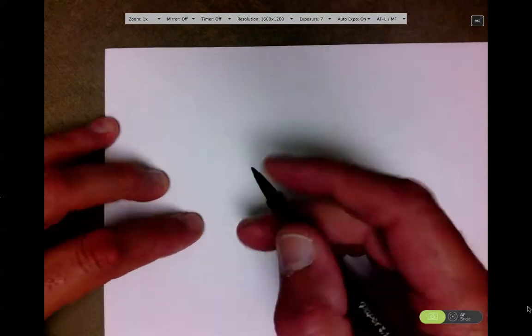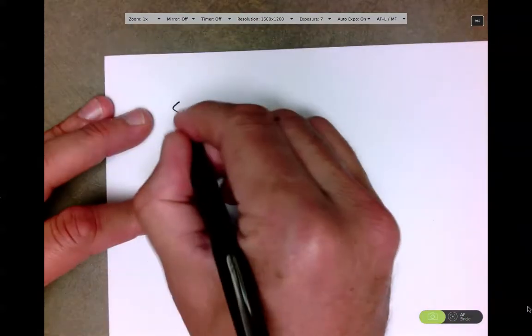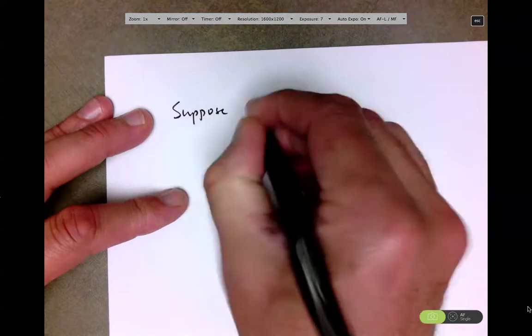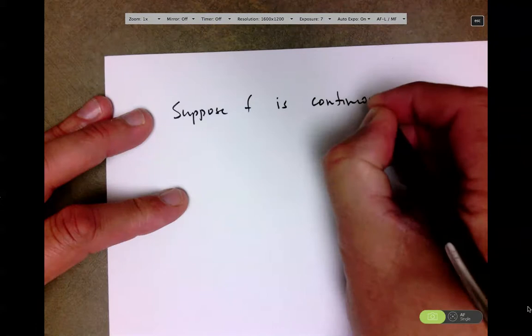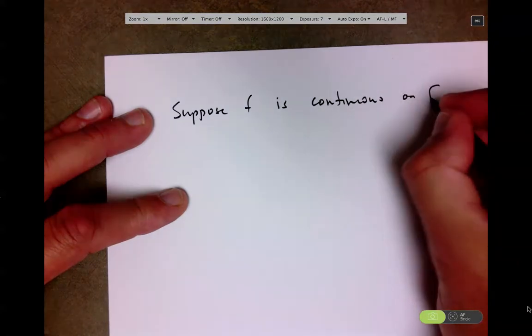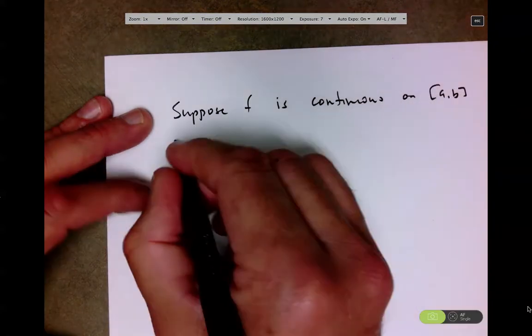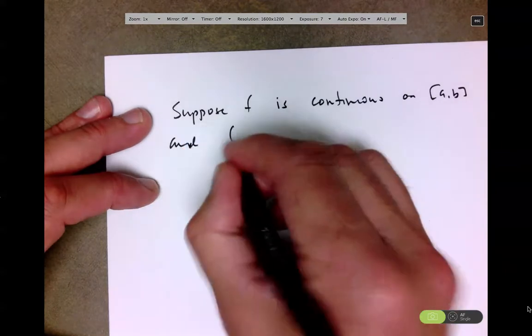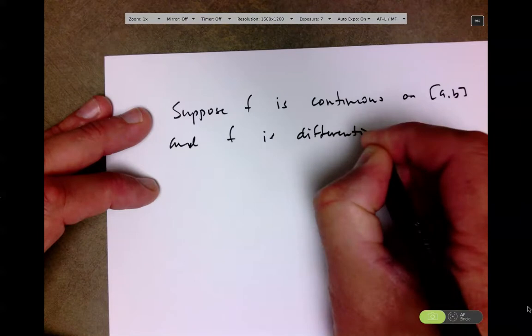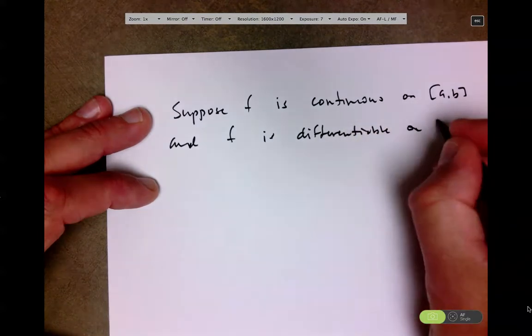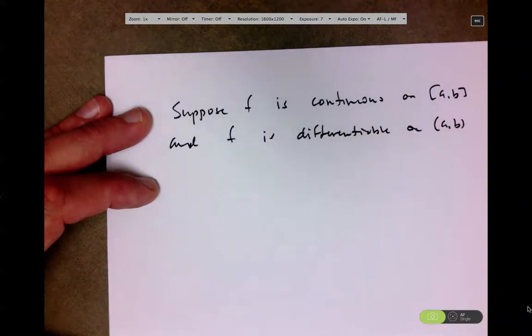Another theorem that we talked a little bit about, and in fact we did this when we were graphing the derivatives, is, suppose that f is continuous on the interval from a to b, and f is differentiable on the interval from a to b.